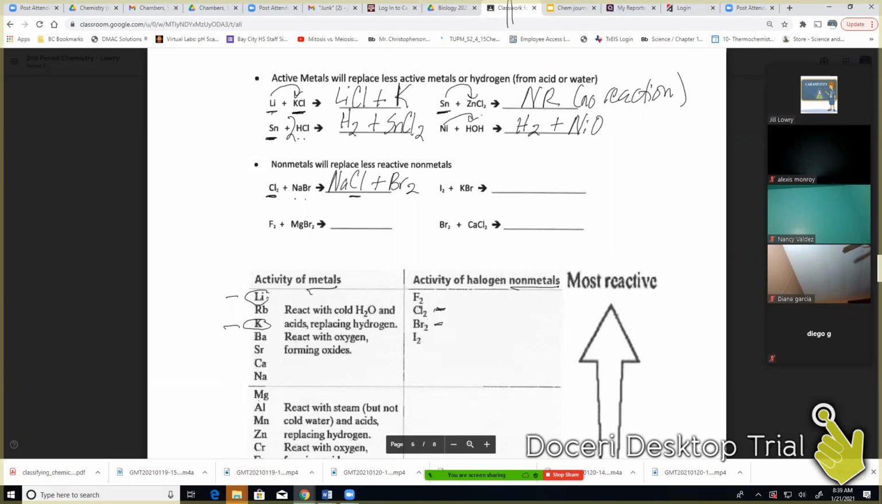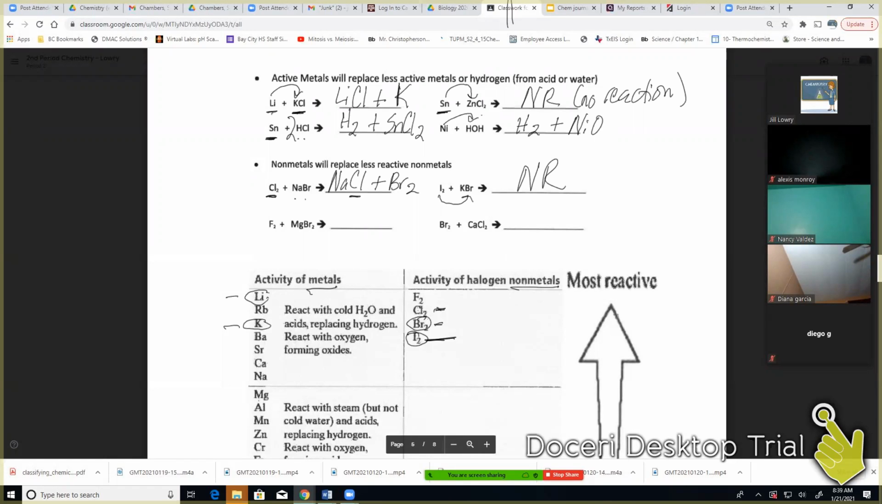So which one are we trying to replace? Is the I trying to replace the K or the Br? You're right, it's trying to replace the Br, but when I look at it, here is my I, here is my Br. Is I strong enough to replace that? No, so that's a nice easy one, and I just get to put NR.